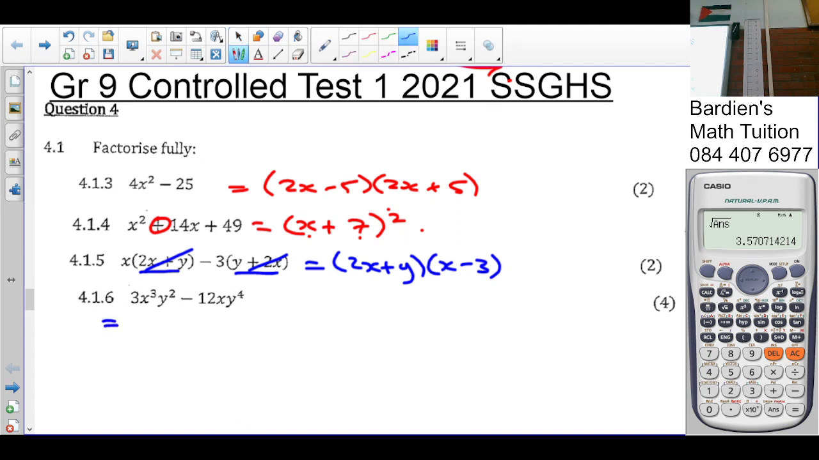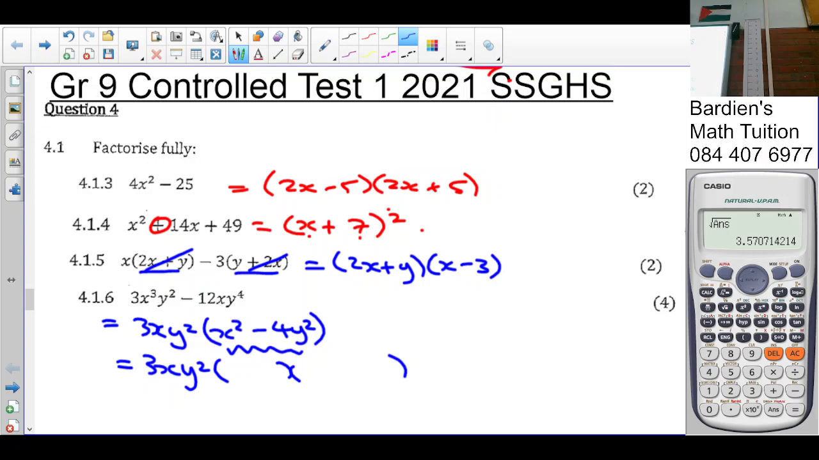The next one, what is common here? 3xy squared. What are we left with? X squared minus 4y squared. What do you notice inside this bracket? Difference between two squares. Which gives us x minus 2y, x plus 2y. Any issues here? No?